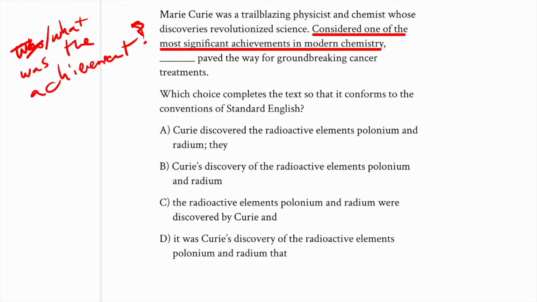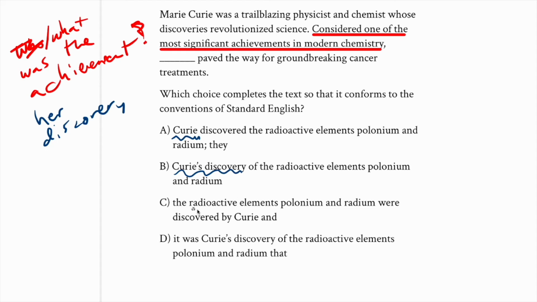Which of these could logically be referred to as an achievement? So in this case, it's not going to be the person, because she made the achievement or she accomplished the achievement, but she herself is not the achievement. And so we don't want our answer choice to start with Curie. B, "Curie's discovery of the radioactive elements polonium and radium," or we could just simplify that to Curie's discovery. That makes sense. Her discovery was an achievement. Makes sense. It's probably going to be the correct answer, but let's check the other two.